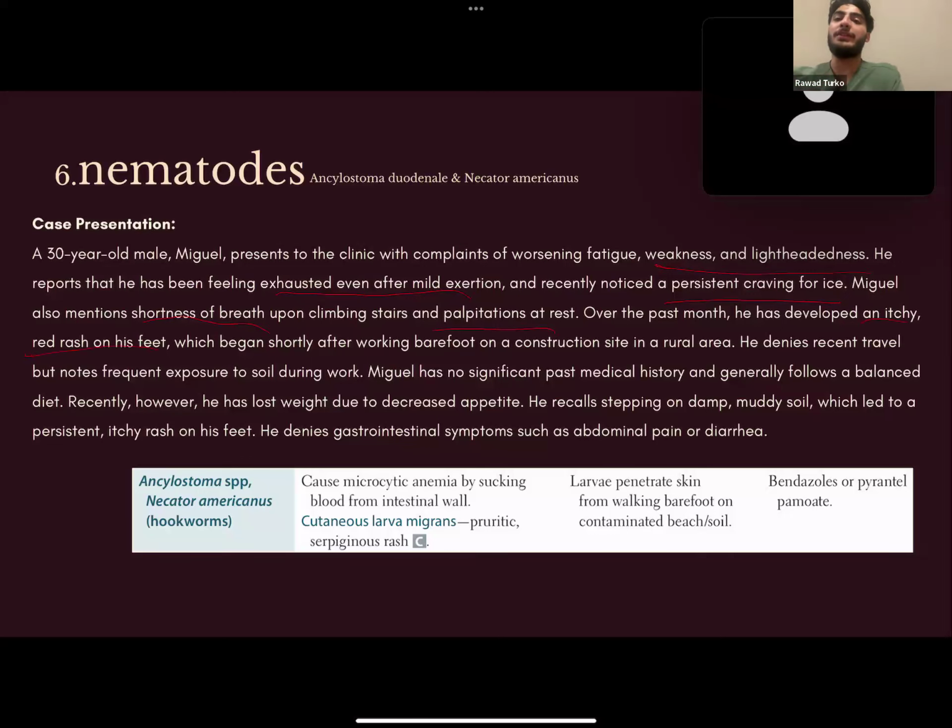Itchy red rash on his feet. Now, this is the first thing that makes me think of a hookworm infection, which began shortly after working barefoot on a construction site in a rural area. He denies recent travel, but notes frequent exposure to soil during work, stepping on damp, muddy soil, which led to a persistent itchy rash on his feet. That's telling you that this is a hookworm infection. It causes microcytic anemia by sucking blood from the intestinal wall, and it causes cutaneous larva migrans, which is a pruritic serpiginous rash. That's where the infection site would be.